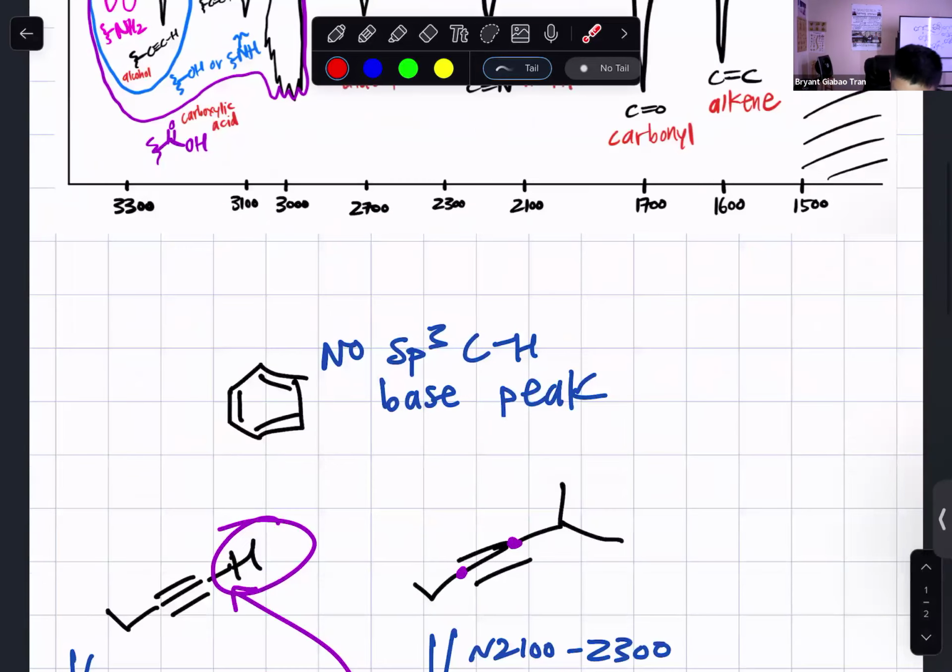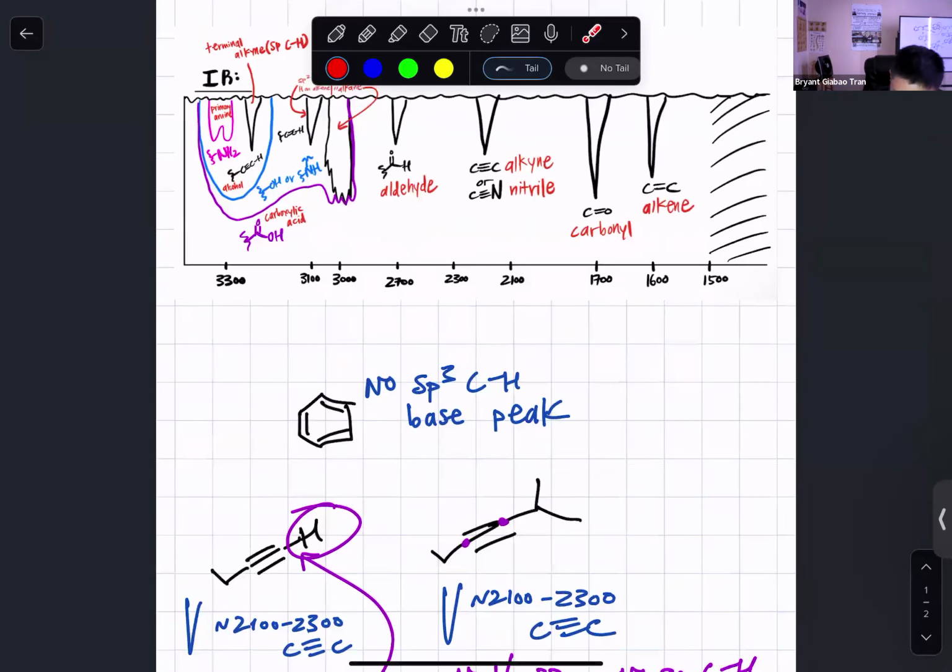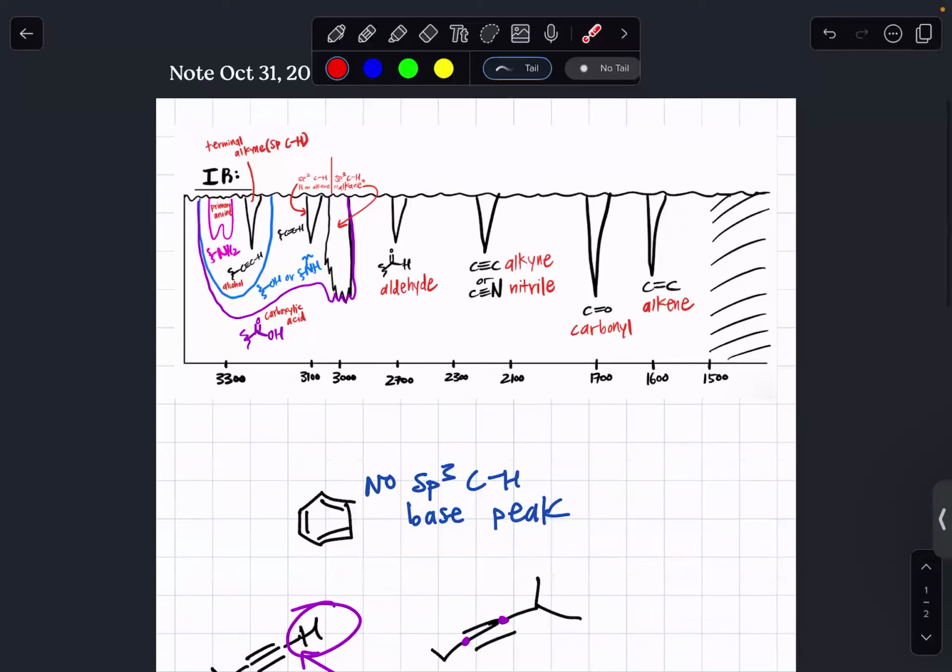So, do you guys have any questions about this IR chart so far? No. That's good. Do you guys have any problems right now, or do you want to jump straight into the Kahoot and learn more about the IR from the Kahoot?